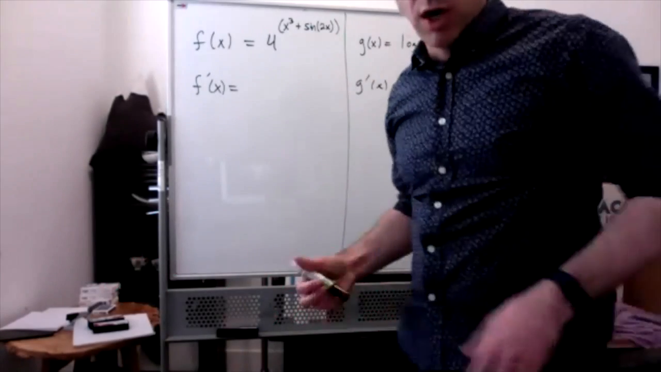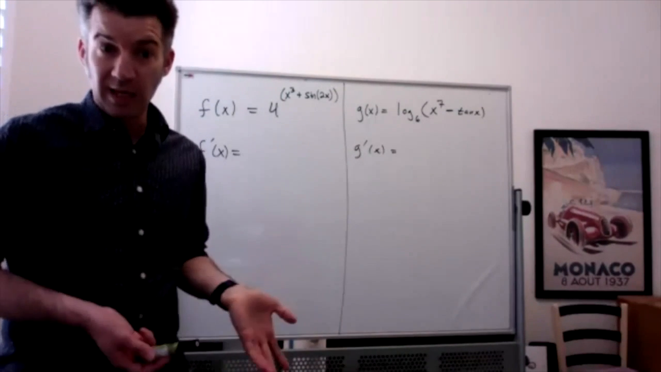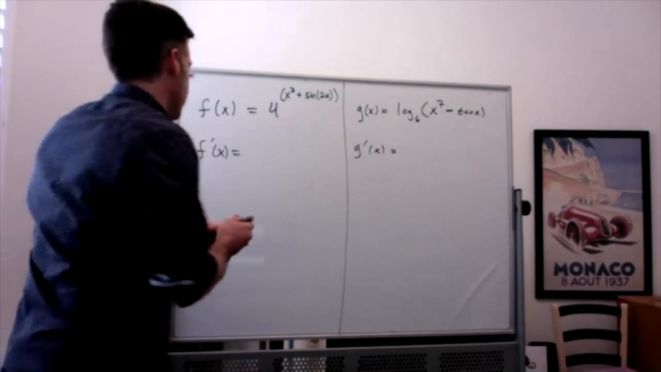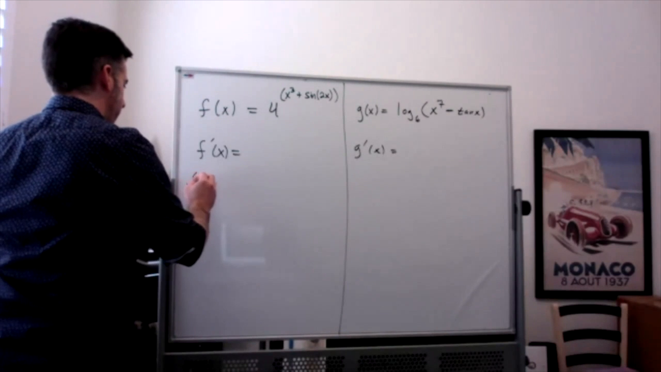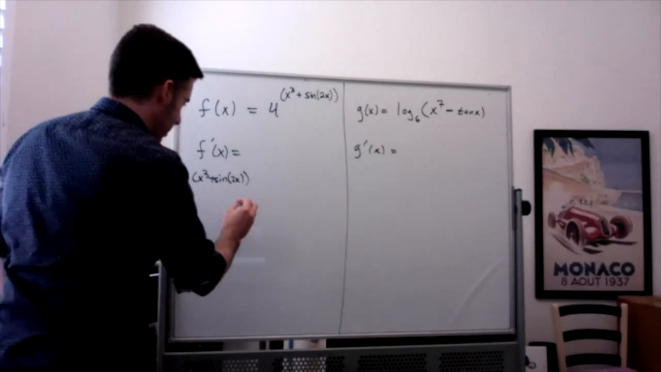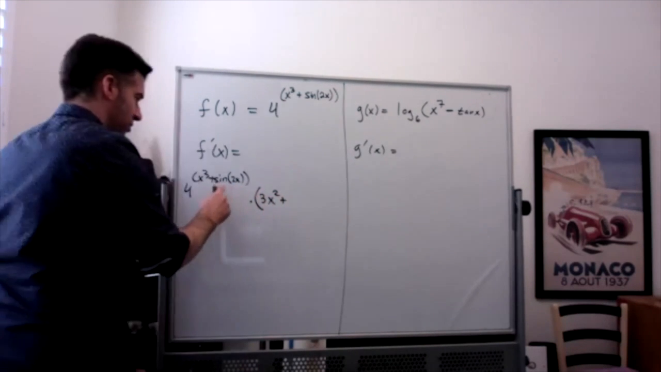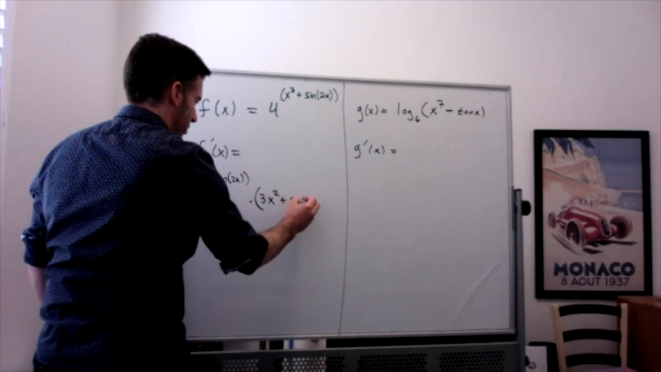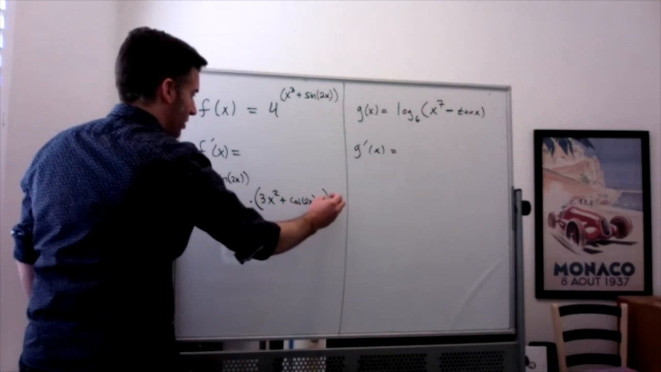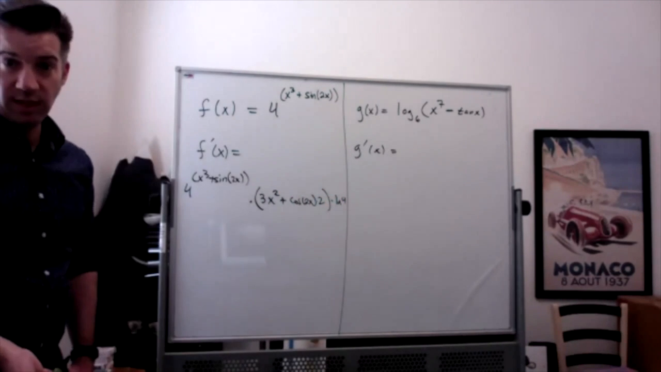So these ones are just to jog our memory about how differentiating something with a different base works. Just like the derivative of e to the stuff is e to the stuff times the derivative of the stuff, the derivative of 4 to the stuff is 4 to the stuff, x cubed plus sine of 2x, times the derivative of the stuff, which is 3x squared plus the derivative of sine of 2x, which is cosine of 2x times 2, right? Because you have to multiply by the derivative of 2x. And then we also have to multiply the natural log of our base, which is the natural log of 4. That's how we take the derivative of this.